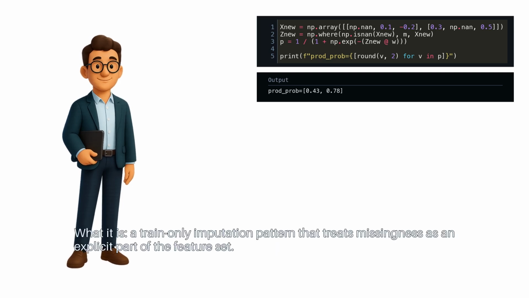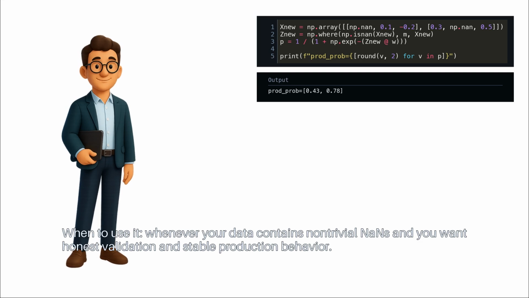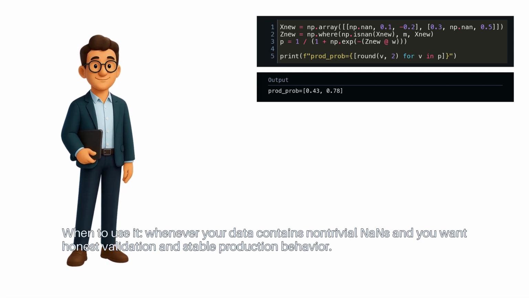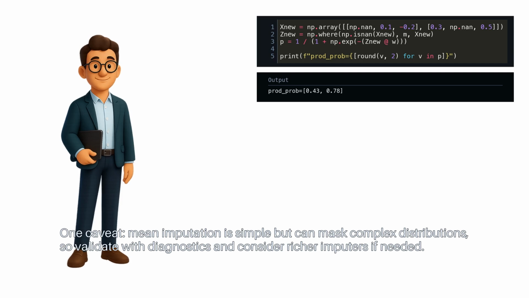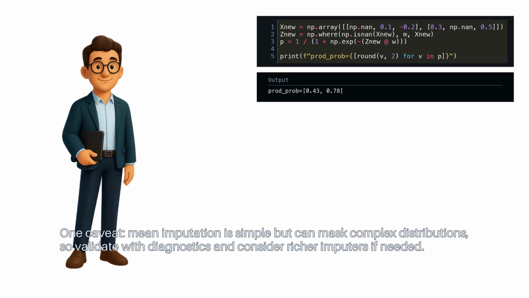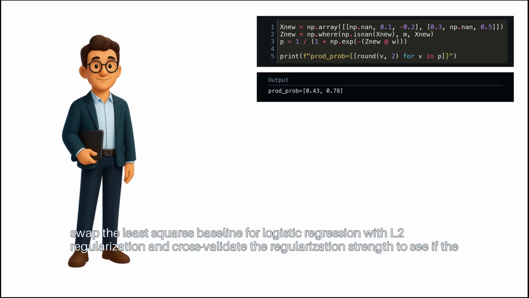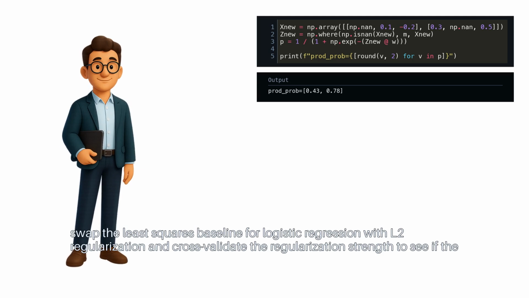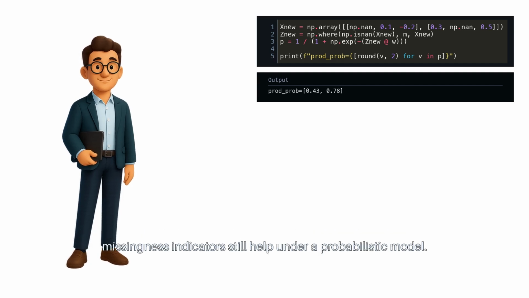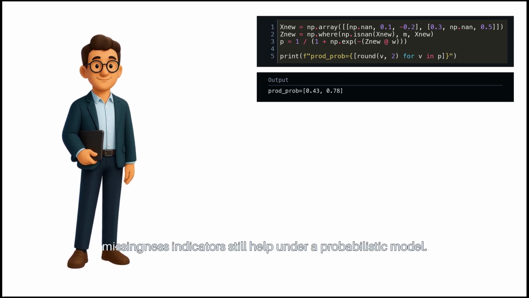Recap: what it is: a train-only imputation pattern that treats missingness as an explicit part of the feature set. When to use it: whenever your data contains non-trivial NaNs and you want honest validation and stable production behavior. One caveat: mean imputation is simple, but can mask complex distributions, so validate with diagnostics and consider richer imputers if needed. Next step: swap the least squares baseline for logistic regression with L2 regularization, and cross-validate the regularization strength to see if the missingness indicators still help under a probabilistic model.